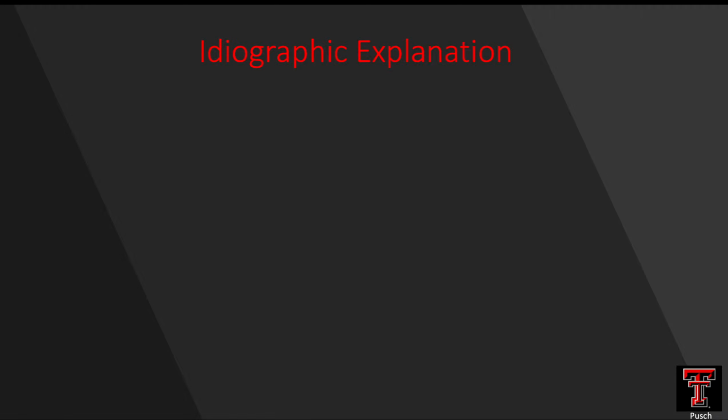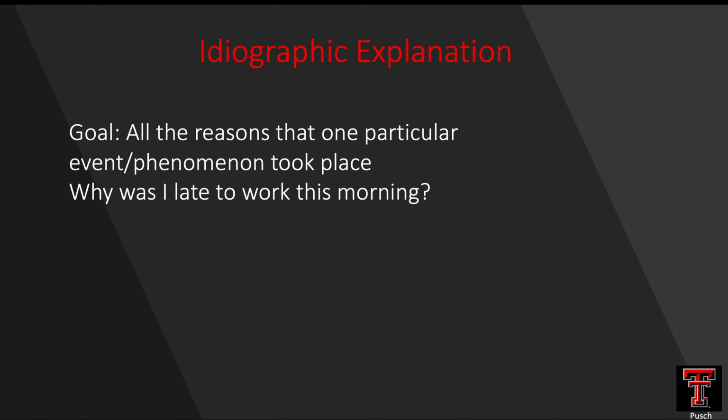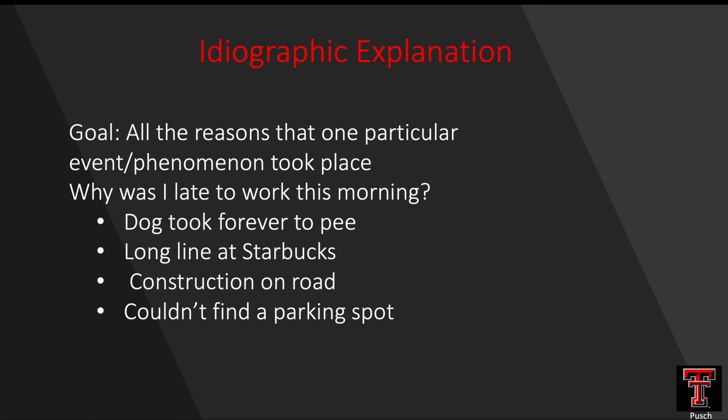So now the idiographic explanation. Again, we don't use this as much in social science. Maybe if you're doing a case study and looking at one particular event, you would use it. But other than that, we don't use it that often. So the goal, again, is to list all the reasons that one particular event or phenomenon took place. So for example, why was I late this morning? Well, my dog took forever to pee. There's a long line at Starbucks, construction on the road, couldn't find a parking spot. So that all accounts for why I was late to work this morning, one particular event, not why everyone's late in general.